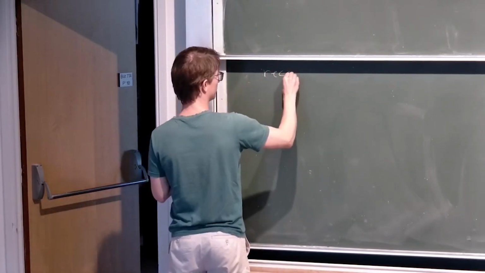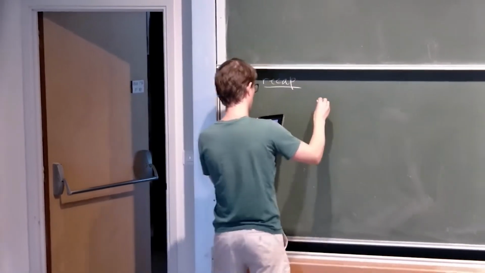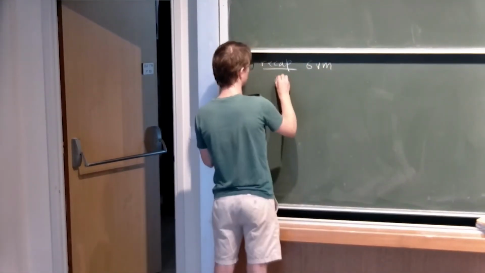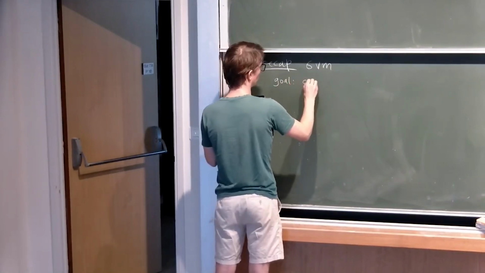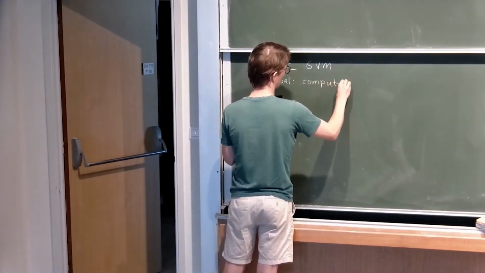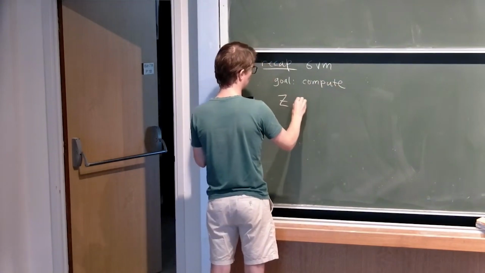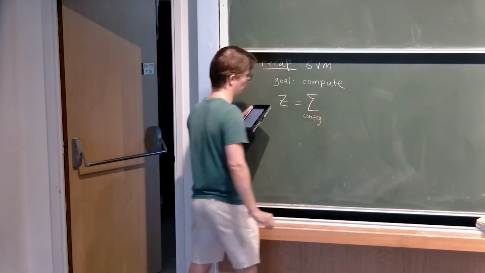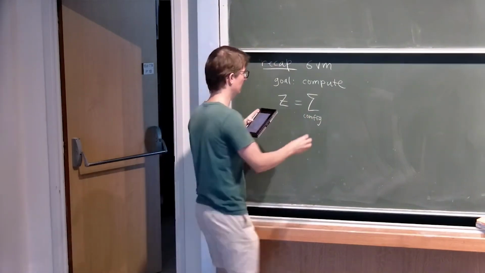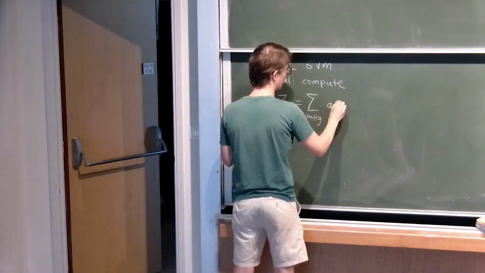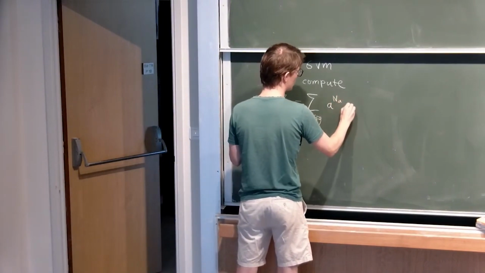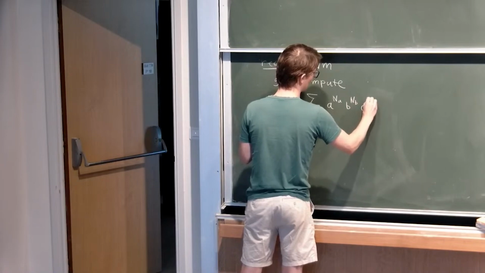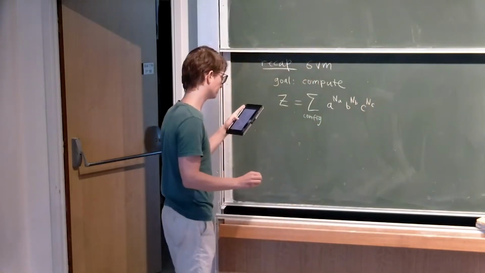So a little recap. We were studying the six vertex model, and the goal was to compute the partition function. The partition function was the sum over all the configurations, and then the weight of each configuration. And I denoted the weight by some A to the number of A vertices, which I will draw in a second, B to the number of the B-type vertices, and C to the number of C-type vertices.